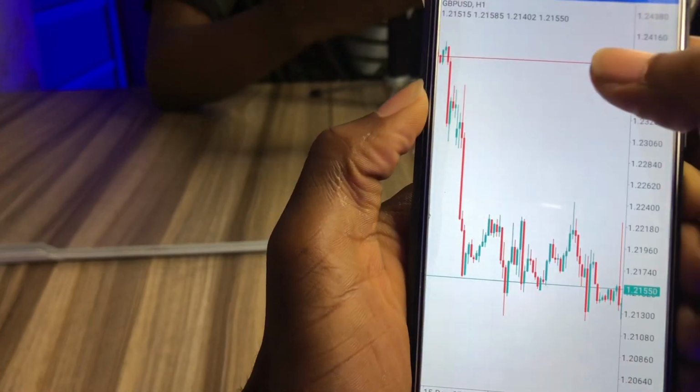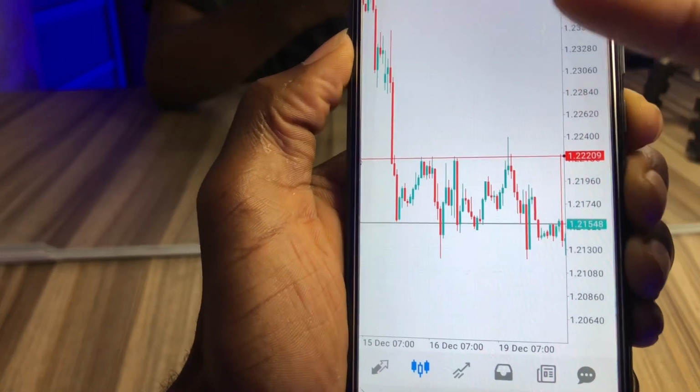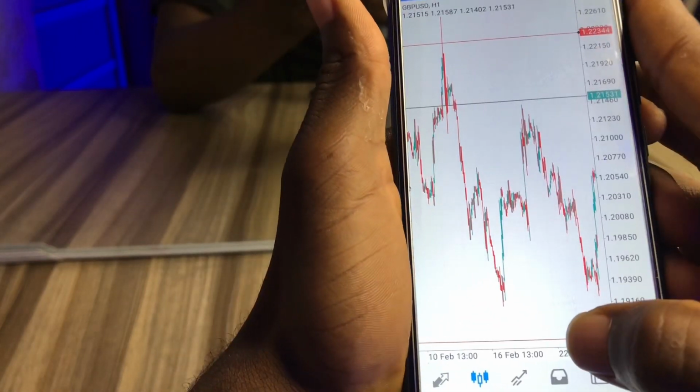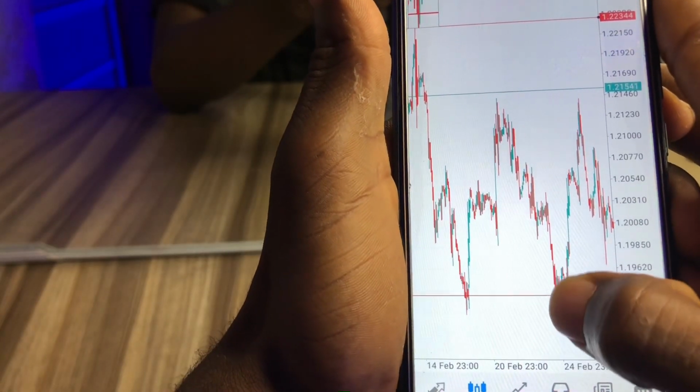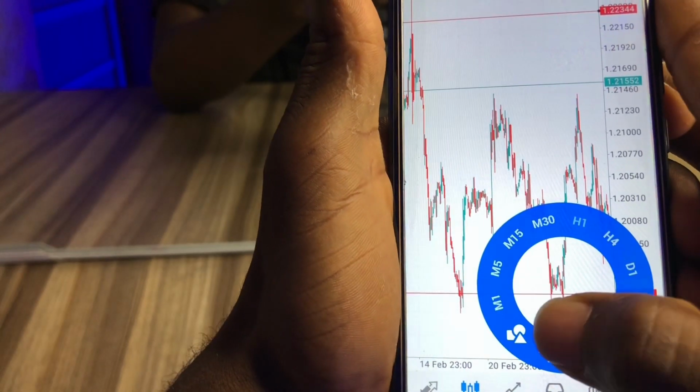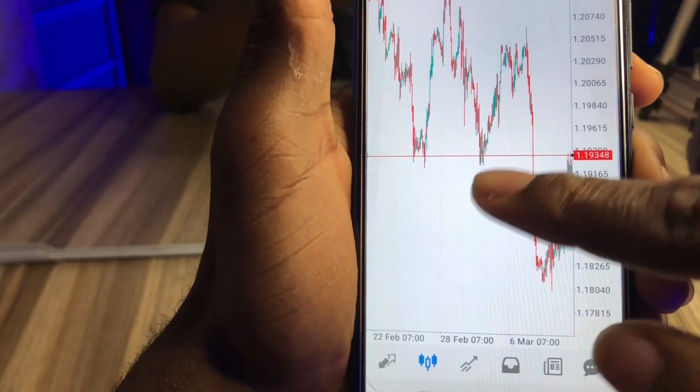Resistance is just like an invisible line that when price gets to it, it finds it hard to break that point and go up further. Support is that point where the market is going down, but when it gets to that specific point, it can't continue to go down further. So this is an example of a support. As you can see, at this point the market went down, but immediately as it hit it, it goes up. Immediately as it hits it, it goes up.